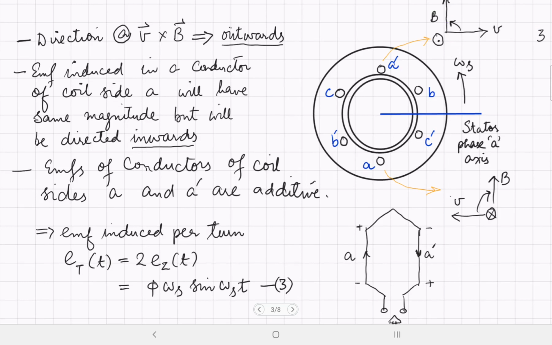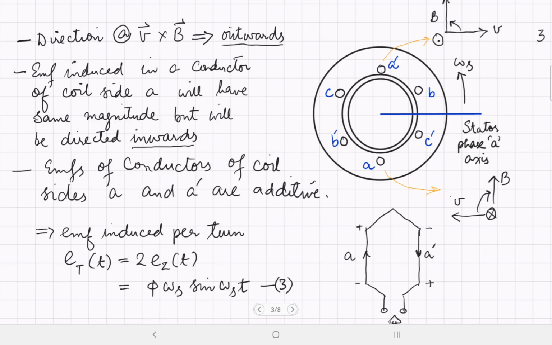And B is directed upwards because initially the flux was directed towards right, and as it rotates, the flux here will be passing from the rotor to the stator, and therefore B will be directed upwards. And then using V cross B rule, if we rotate a screw from the direction of V to the direction of B, it will come out. Therefore the direction of the induced EMF will be outwards at this location.